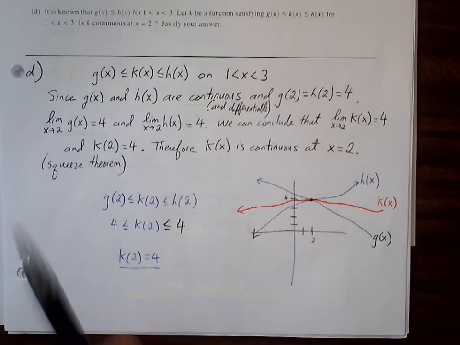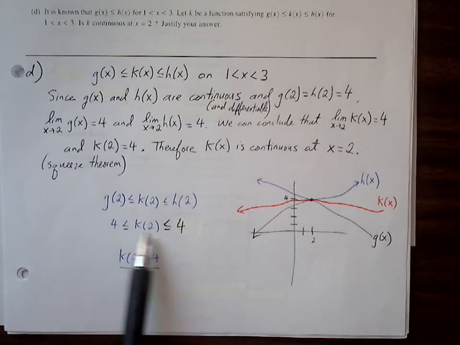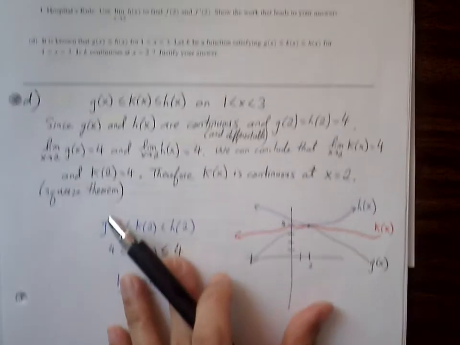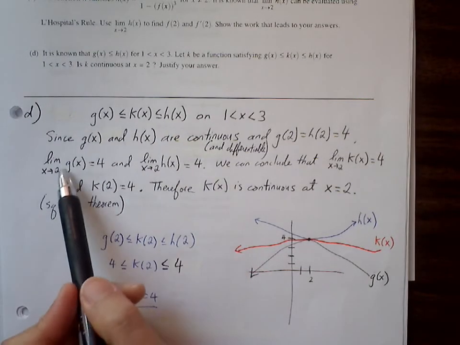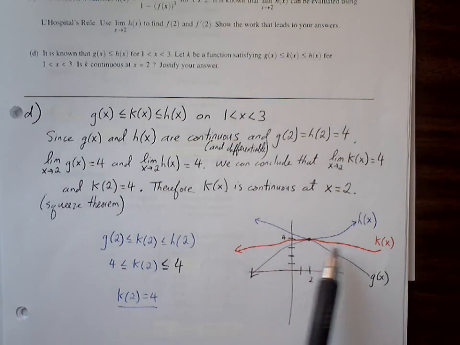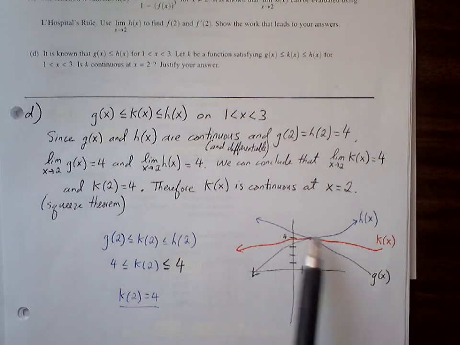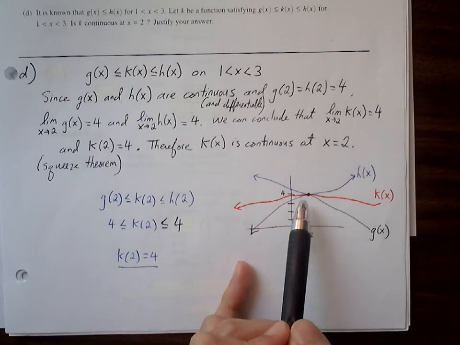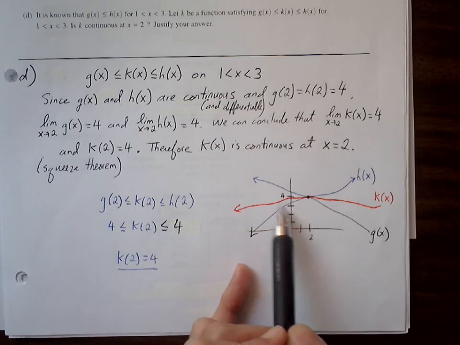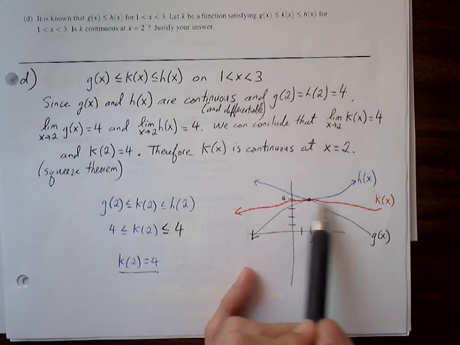Okay, so since g of 2 and h of 2 are both equal to 4 and k sits between the two values, we know that k of 2 must be equal to 4. We also know that the limit as x approaches 2 from both sides of g and h is equal to 4, and so our function is going to be continuous. If that's continuous, our function k of x is going to be continuous through that same point by the squeeze theorem, and it'll be continuous at 2, and it'll have to go through that ordered pair 2, 4.